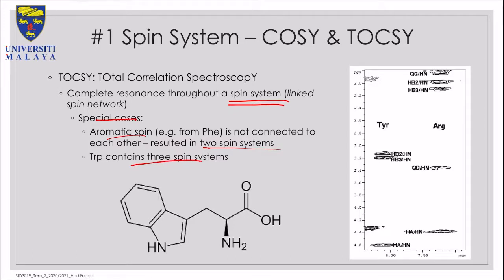The spin systems for tryptophan are, imagine this one is an amide, so that is 1 spin system. Then you have this as another spin system, and you have those protons over there as another spin system. So you will have 3 spin systems.